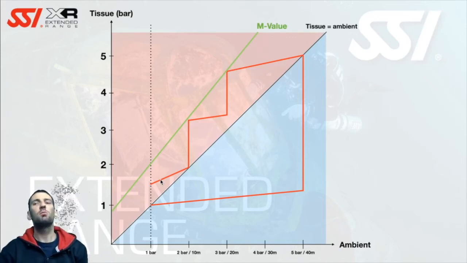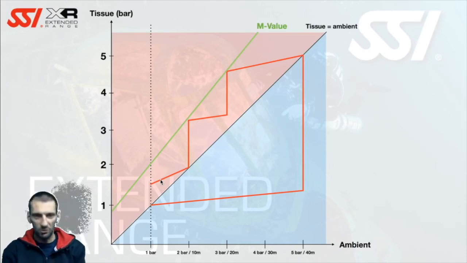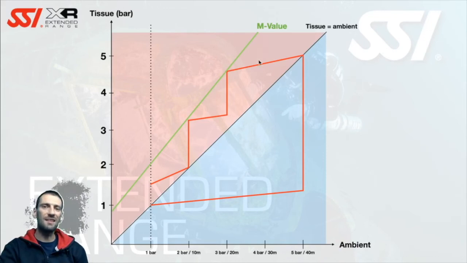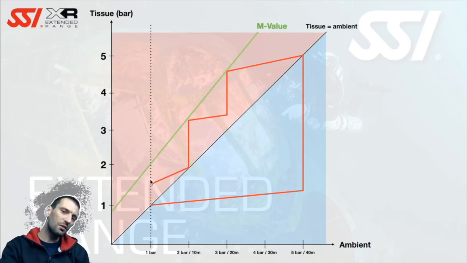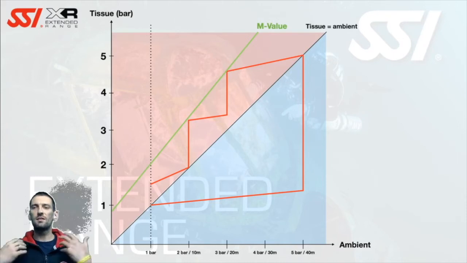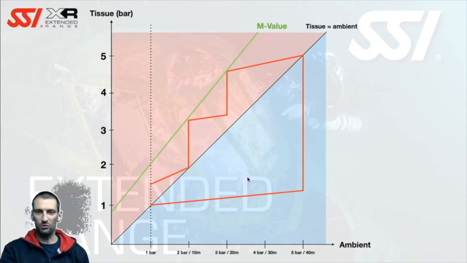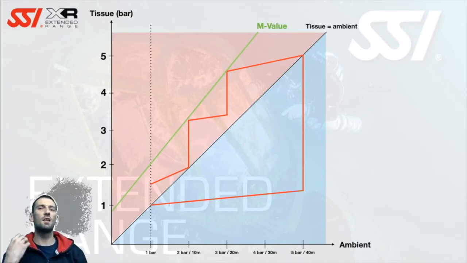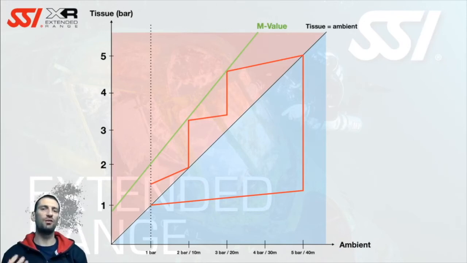Exactly. So what we just did, we just drew the decompression profile, the decompression stops, however you call it. Look, here we ascend, here we wait on our deco stop until we can ascend again, then we wait again on our deco stop until we can ascend again, once we reach the surface. This is simply our decompression profile. So this is why we have to do our decompression.